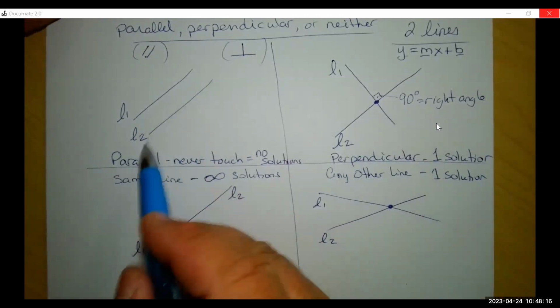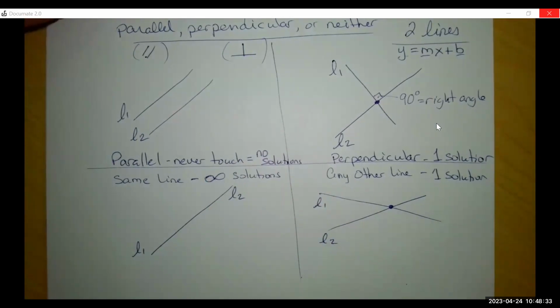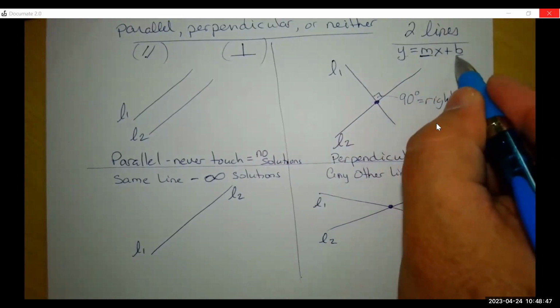So what do you notice about the parallel lines? You have the same what? No, the same lines are down here. These can't be the same lines because they're not touching each other. They have no solutions. We're only looking at m and b.